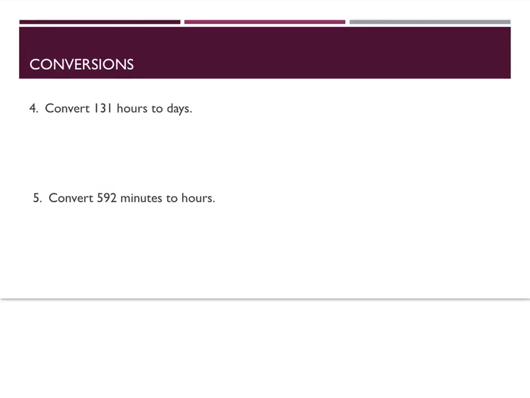Now before you start thinking that every time we do this, we're automatically going to multiply, let's try another conversion with hours and days, but let's go the other way. I have the number of hours. I want to convert it to days. 131 hours is the measurement I'm given. It goes on top. No units on the bottom. We just put it over 1.